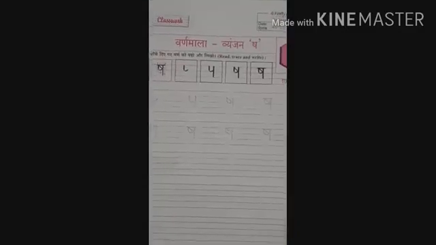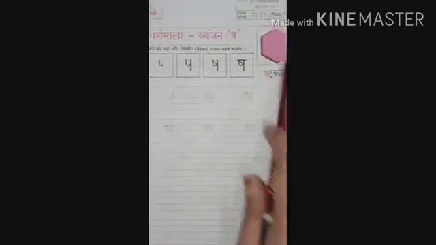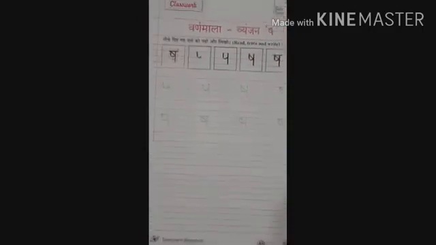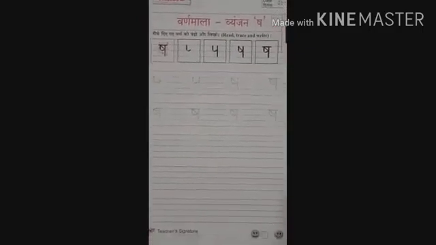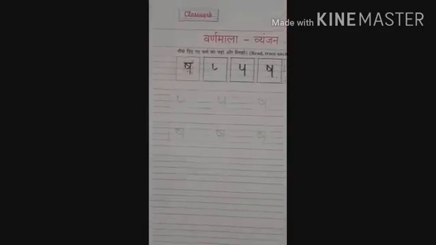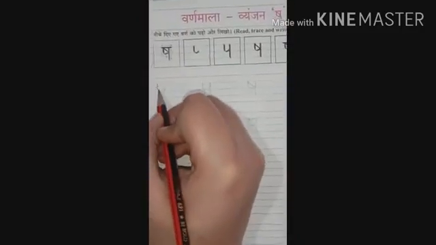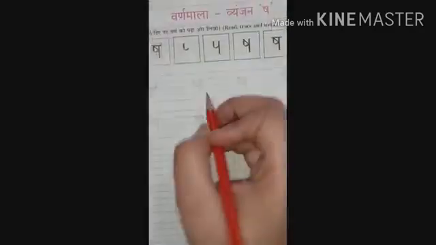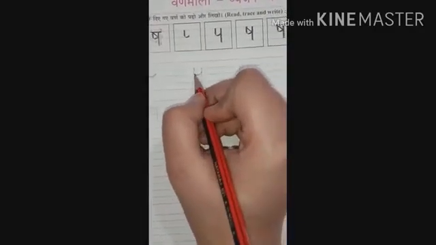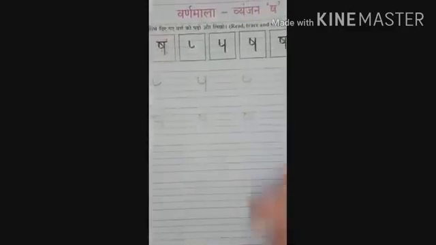Now all of you open page number 93. Now we will learn how to form sh षटकोण. अब हम देखेंगे षटकोण वाला sh हम कैसे बनाते हैं. So for that, you have to first make one curve like this. After that, you have to join this curve with one standing line.